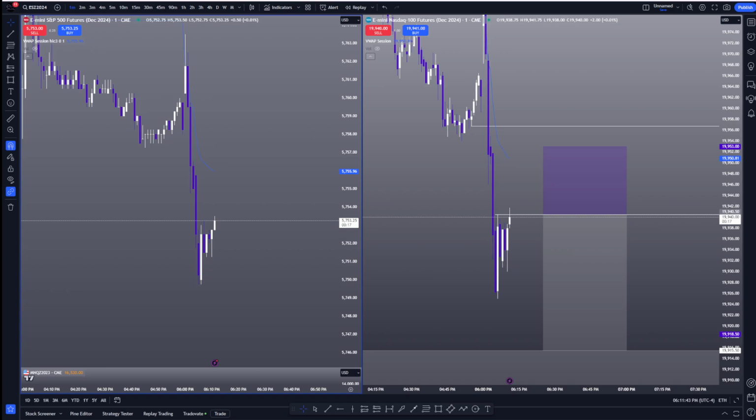So a long pullback, big pullback on the hourly, not really any follow through here. And then just looking at our opening range, we did not break through our opening range low. And then we do have our opening range high up here at the top of that candle.